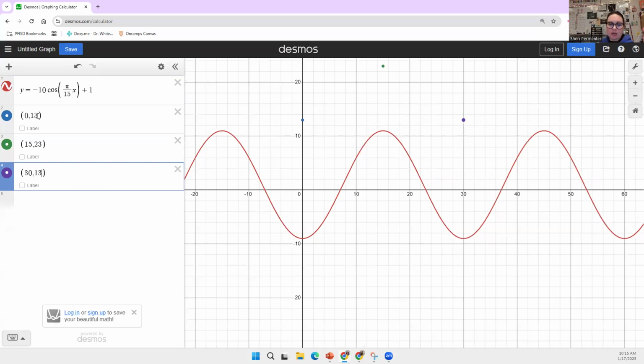I have points that don't match up. What did I do? I didn't realize that I did this until just now. What did I do wrong? My equation is either wrong or my points are wrong. Why are my points wrong, Logan?